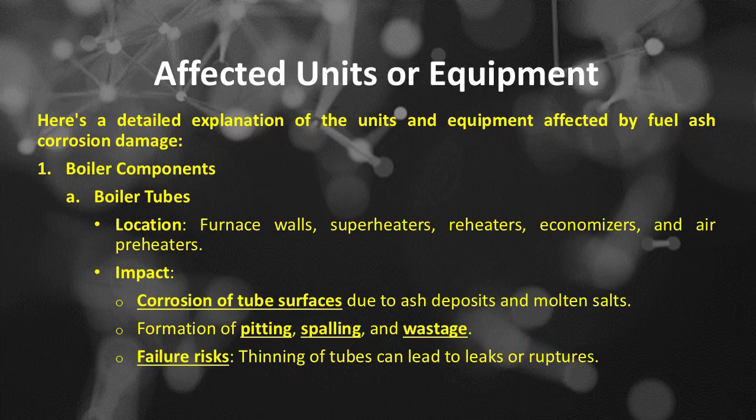Number 1 of the units and equipment affected by fuel ash corrosion damage is boiler components. Number A, boiler tubes. Location: furnace walls, superheaters, reheaters, economizers, and air preheaters. Impact: corrosion of tube surfaces due to ash deposits and molten salts. Formation of pitting, spalling, and wastage.